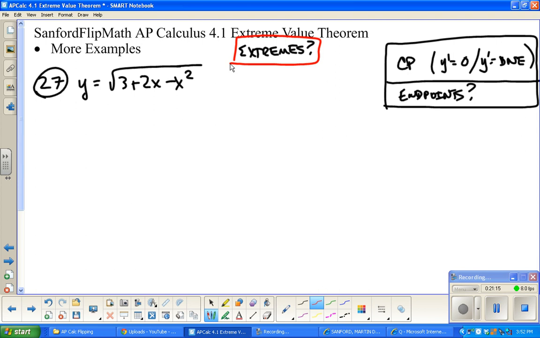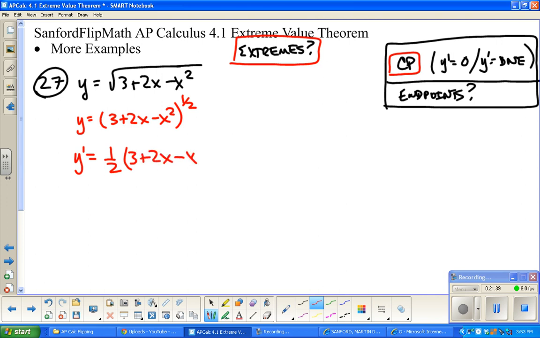Again, to find extremes, we need to look at critical points. That's where the derivative is equal to 0 or the derivative does not exist. So I guess that makes sense that we should probably find the derivative. Now, this is 3 plus 2x minus x squared to the 1/2. So this is going right back to chapter 3. Just so you know, we are not going to ever get rid of this stuff as we are doing calculus this year.